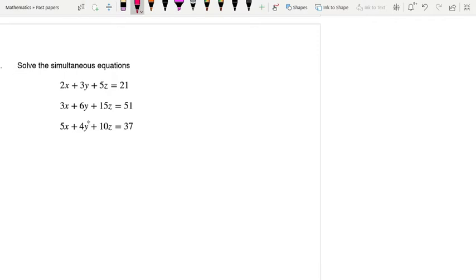So how do we go about solving a set of equations like this? We can map them to matrices. So we can map the coefficients of x in the first column: 2, 3, 5. The coefficients of y are 3, 6, and 4, and the coefficients of z are 5, 15, and 10. What's nice about these is there's no negatives in it.